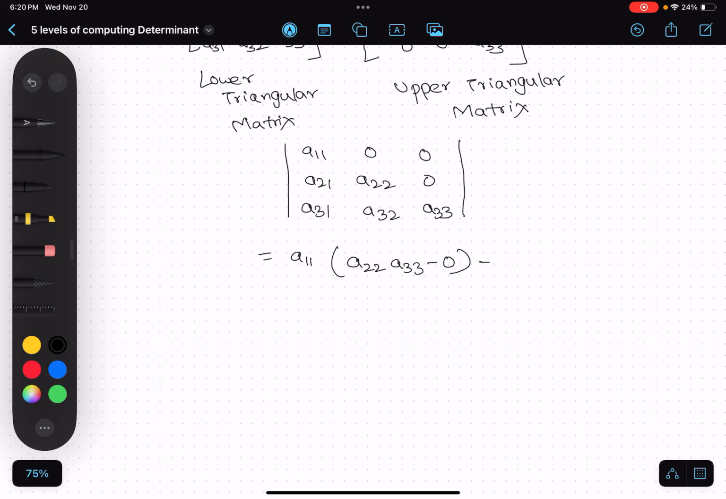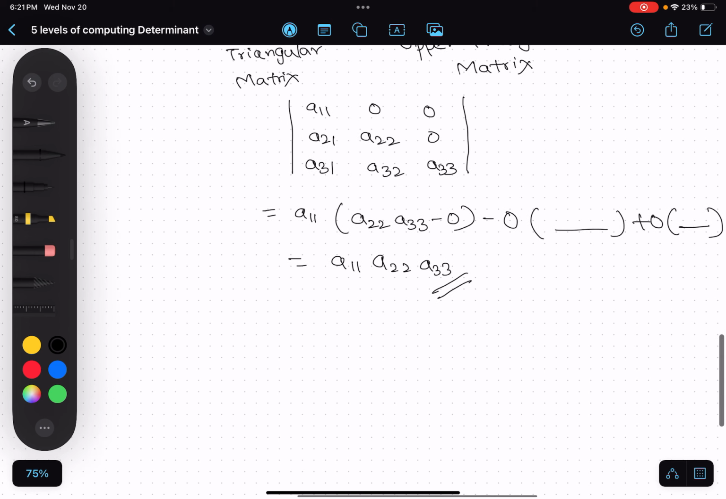And then minus, there's 0 times something which is just 0, right? Again, there's plus 0 times something which is just 0, right? So you see that for a triangular matrix, the determinant will just be the product of the diagonal elements. So this is a powerful result for a triangular matrix.